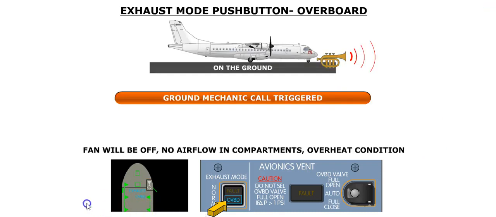If the exhaust mode push button is released out while the aircraft is on the ground, with a ground power unit powering the aircraft, a ground mechanic call will be triggered, and the horn will sound continuously. Since the fan will be turned off, there will be no airflow through the compartments, which will result in an overheat condition. In addition, as before, the master caution lights will flash and a single chime will sound. If the condition levers are not in feather or fuel shut off, an amber air ventilation exhaust message will be displayed on the EWD, and an exhaust overboard label is displayed on the MFD cabin page.